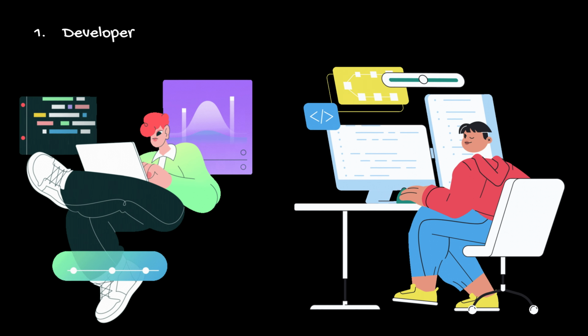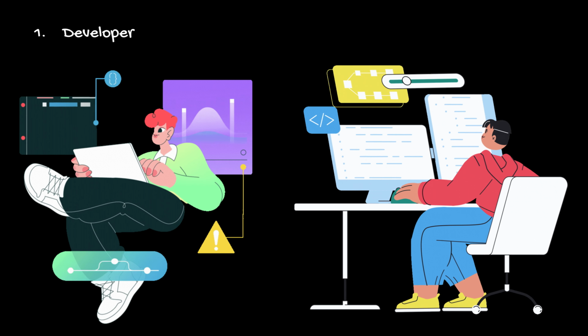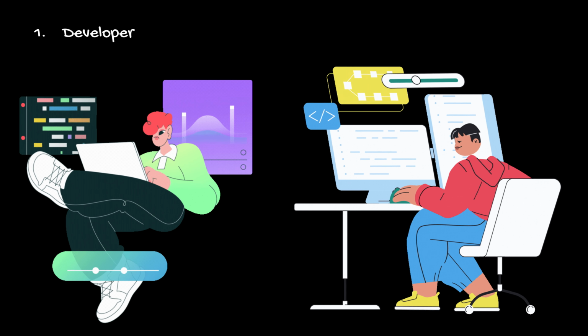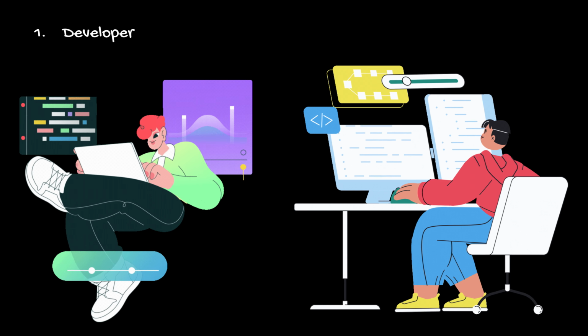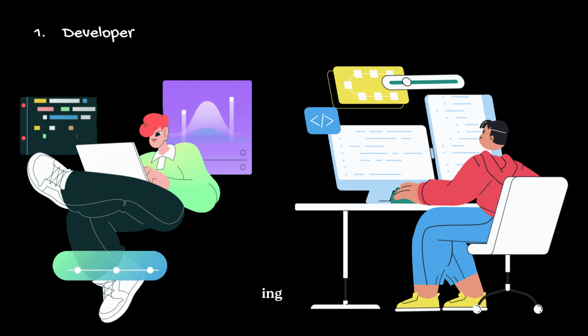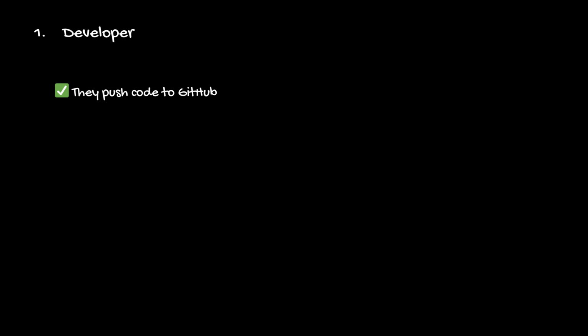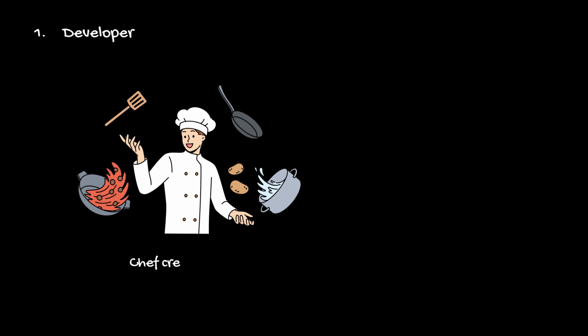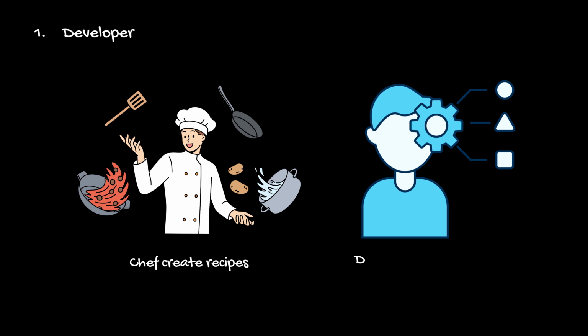First is the developer. You should know developers are the ones who bring the application to life. They write code for features like user login, restaurant search, payments, and order tracking. They push the code to GitHub, write unit tests, and work in feature branches. Just like a chef creates recipes, developers create the logic. That's their world.